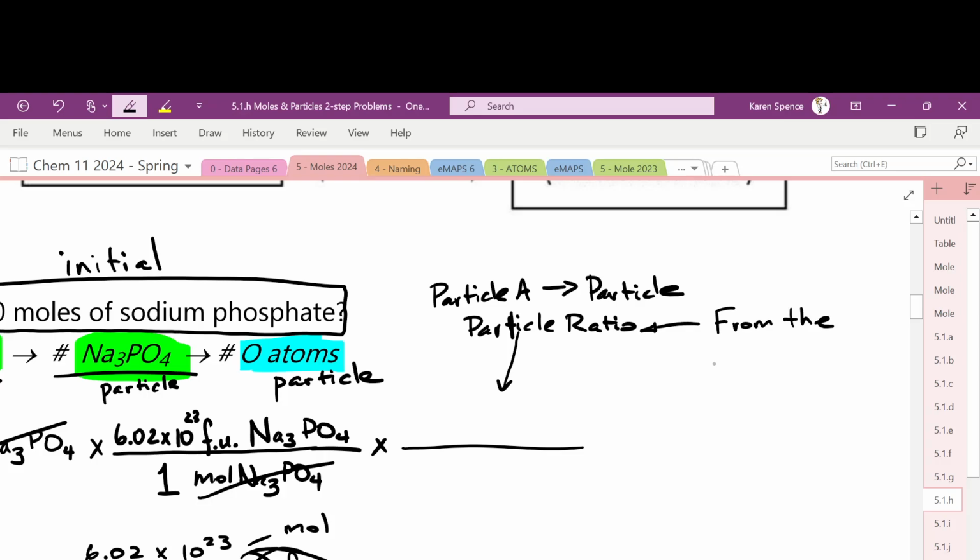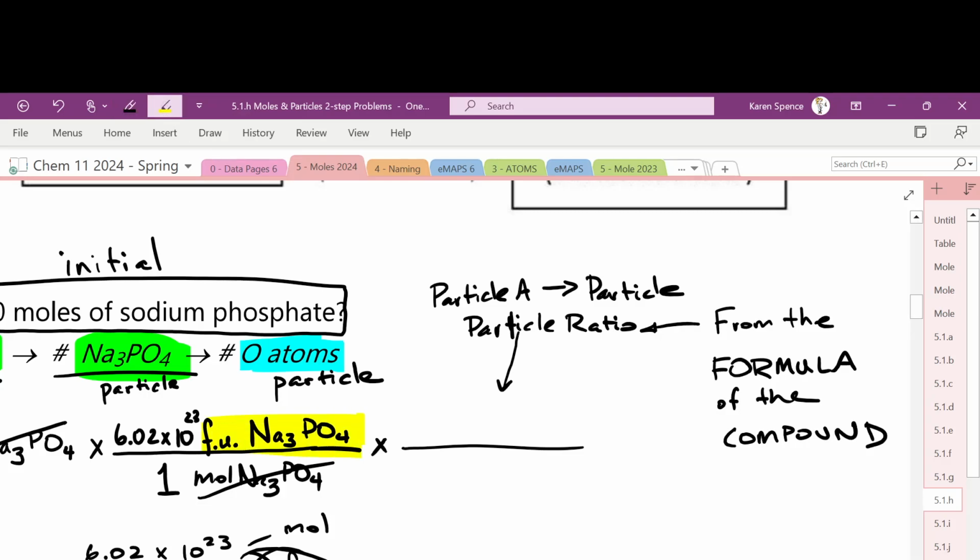We get it from the formula of the compound. So you would need to have the correct formula of the compound written out, and then you would have it there. So right now we have formula units of Na3PO4 on the top. We need to cancel that out.